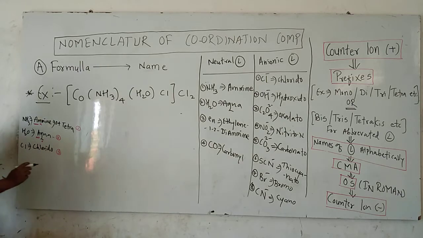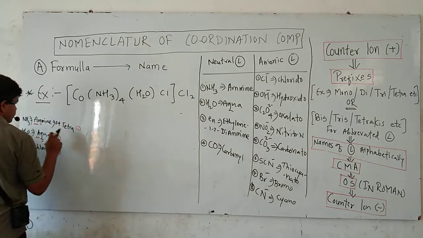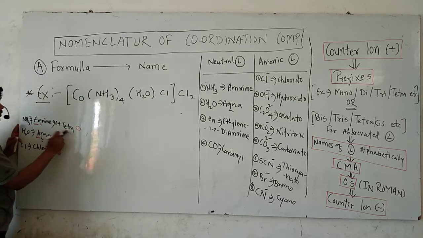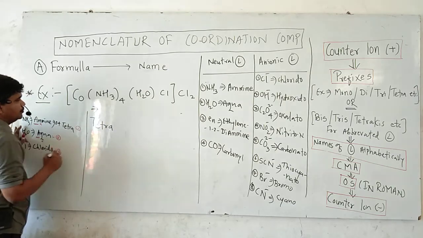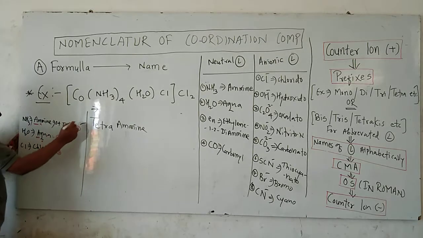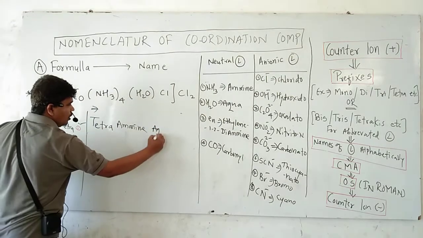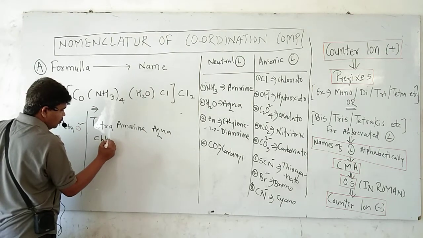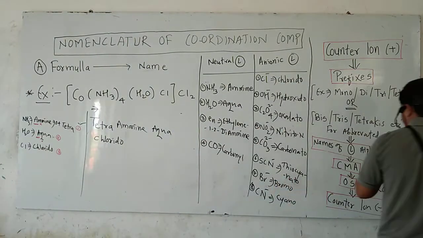Okay. Now what we have to do? We have to write the names of ligand alphabetically. Which will come first? First will be amine. And how many amines are there? Tetra. 4 means tetra. So I will write tetra. Now next to amine, second will be aqua. So here write down aqua. Third is chlorido. Okay, now all the ligand names are written alphabetically.